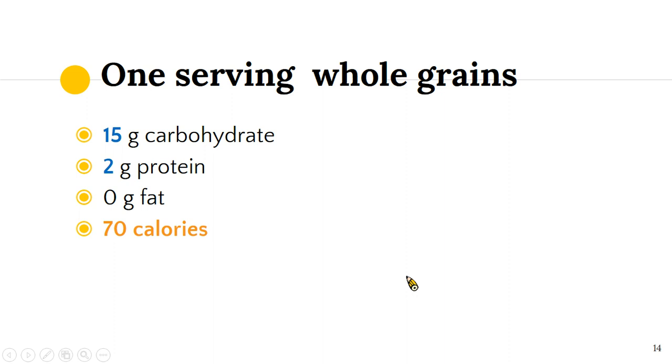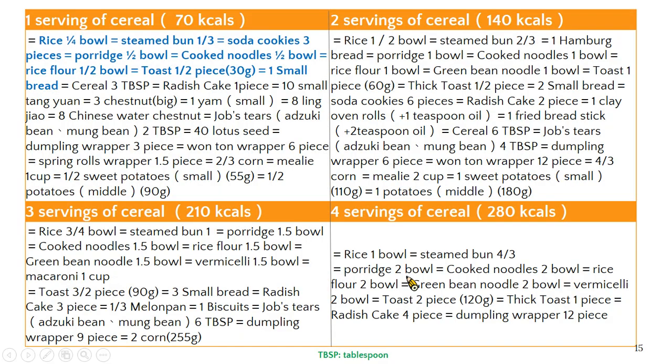Each item of 1 serving of whole grain on the list below contains approximately 15 grams of carbohydrate, 2 grams of protein, a trace of fat, and a total of 70 calories. See the whole grain food exchange list in this table. These whole grains are common foods that everyone eats every day. One serving of a cereal or whole grain provides a total of 70 calories.